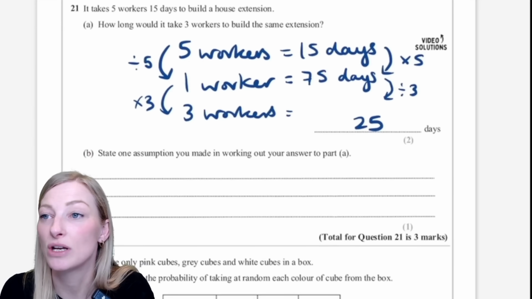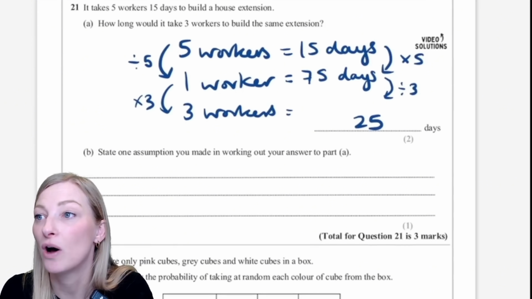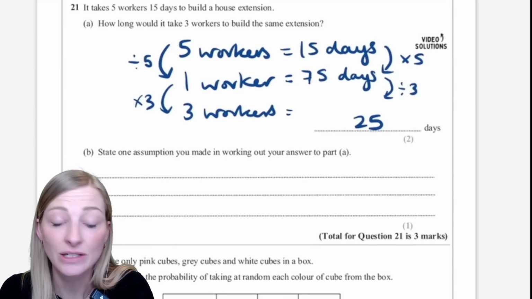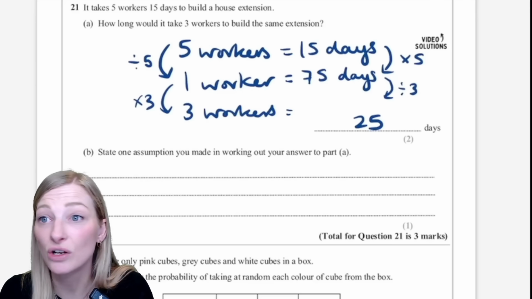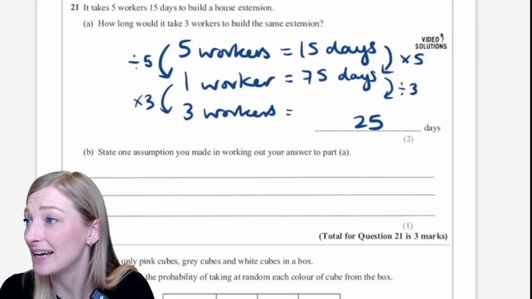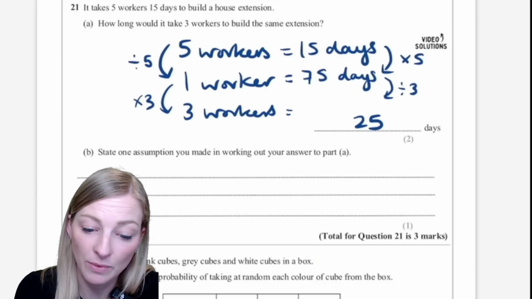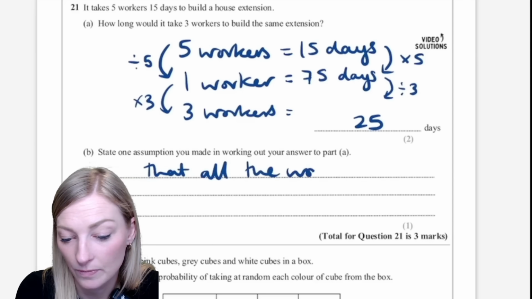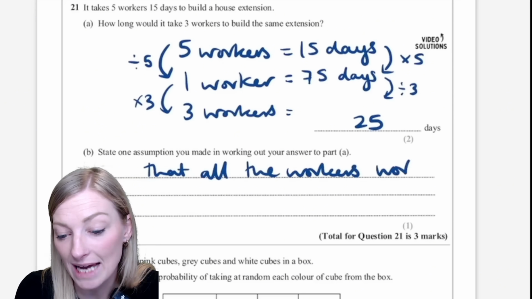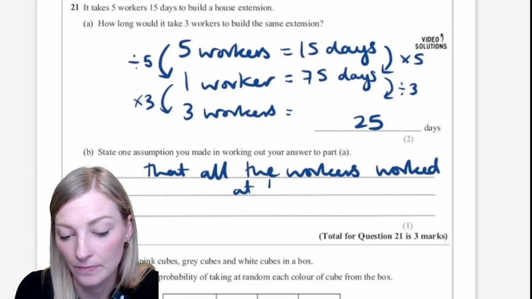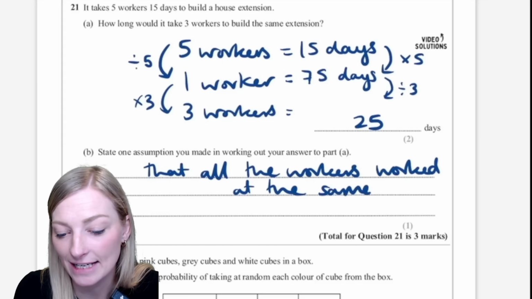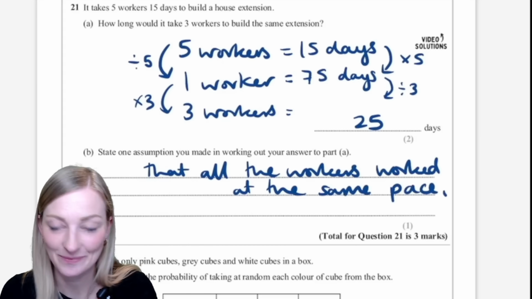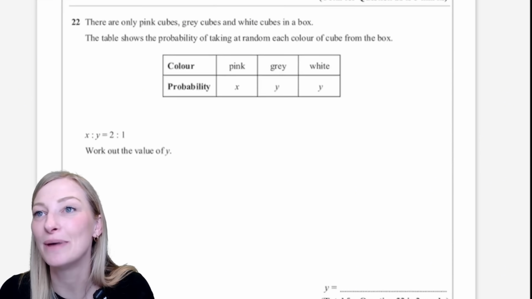State one assumption you made in working out your answer to part A. So the assumption that we made is that all of these workers are just as good as each other. One of them might be a little bit lazy, and that might affect our answer. So we're going to assume that all the workers worked at the same pace. Or none of them are lazy. Something like that. Okay, question number 22.